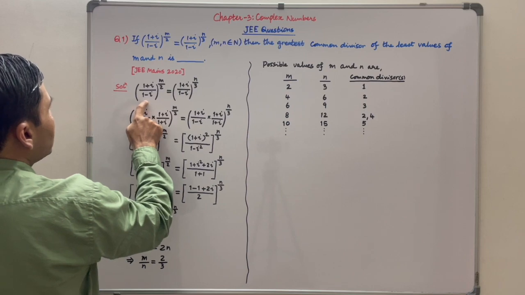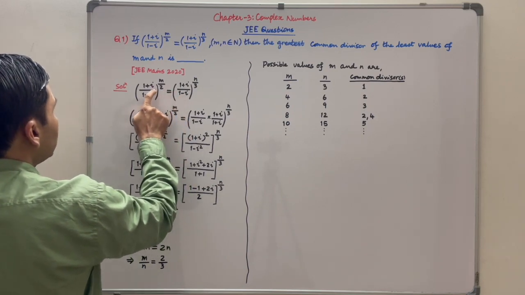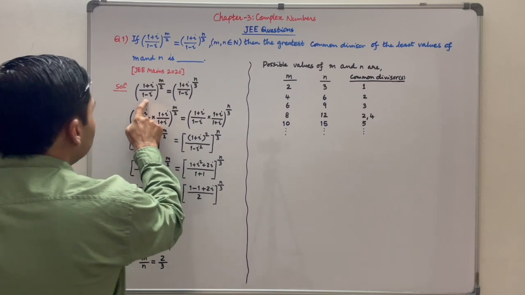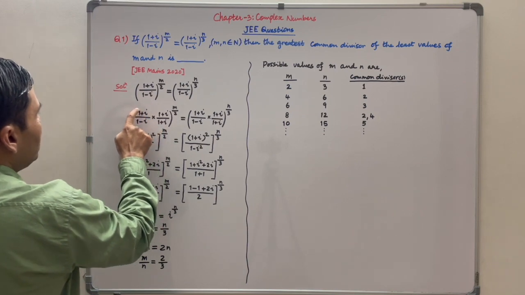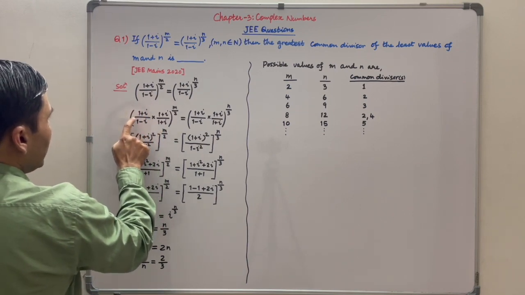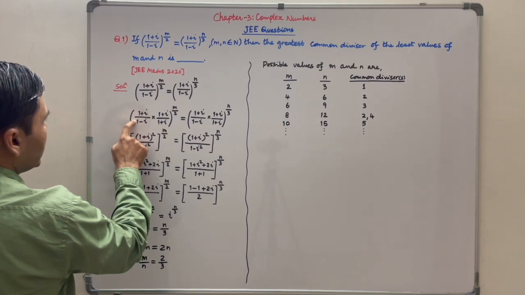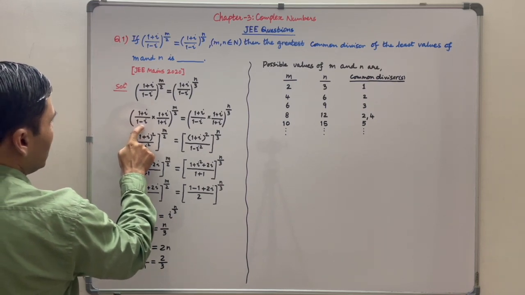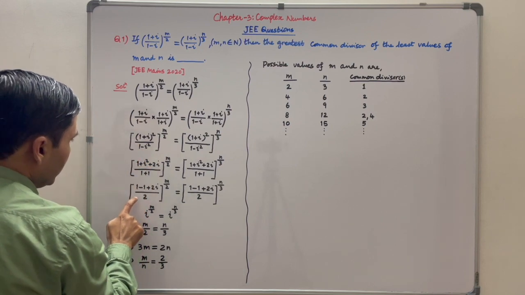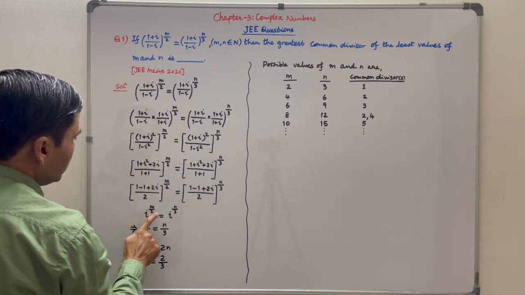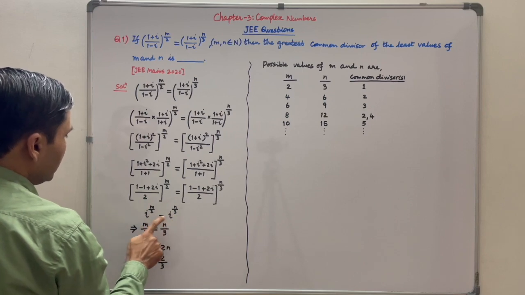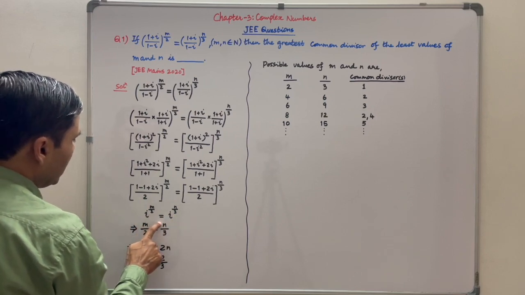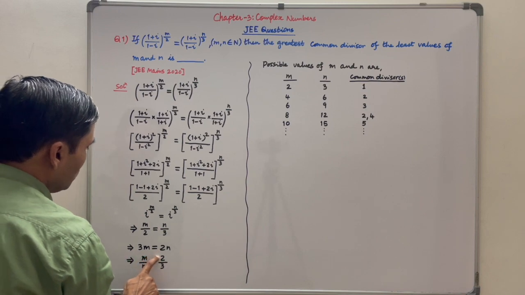First step is to rationalize the denominator on both sides inside the bracket. On both sides inside the bracket, it is (1 plus i) upon (1 minus i). So we will multiply both numerator and denominator by the conjugate of the denominator, and the conjugate of the denominator is 1 plus i. So we can simplify it as i to the power m by 2 is equal to i to the power n by 3. On both sides, the base is the same, so we can equate exponents and say that m by 2 is equal to n by 3, or m by n is equal to 2 by 3.